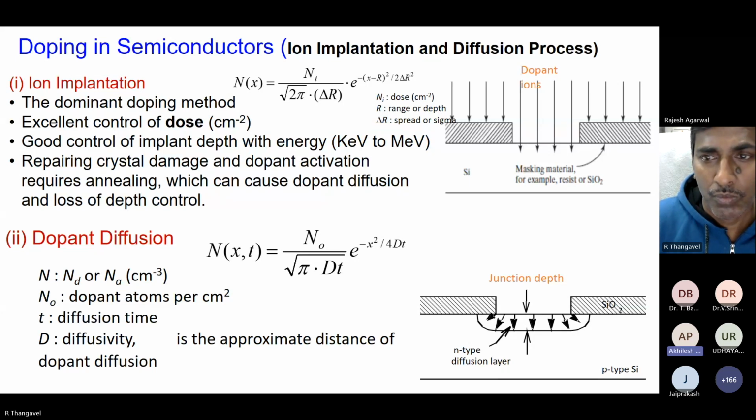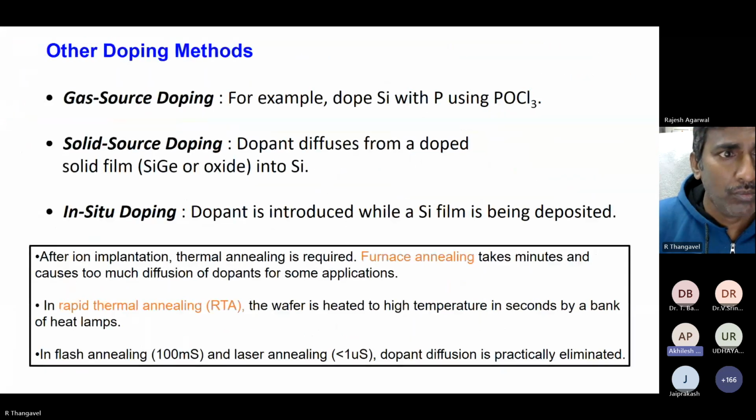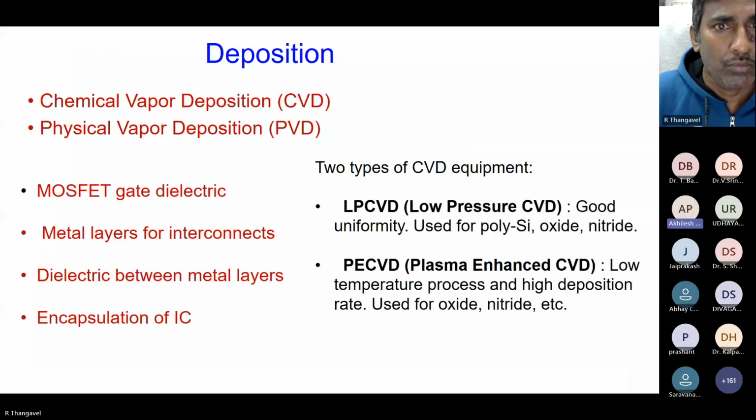Now for the deposition, basically two types of deposition are used. One is chemical vapor deposition and the other is physical vapor deposition. For MOSFET: gate dielectrics, metal dielectrics, for interconnect, dielectric deposition of metal layers, encapsulation of IC, these deposition steps are required. Two types of CVD technique, basically LPCVD, low pressure CVD, or plasma enhanced CVD, where dielectric materials can be deposited.